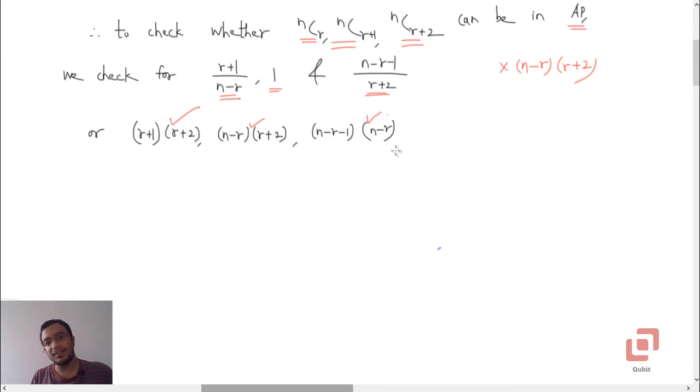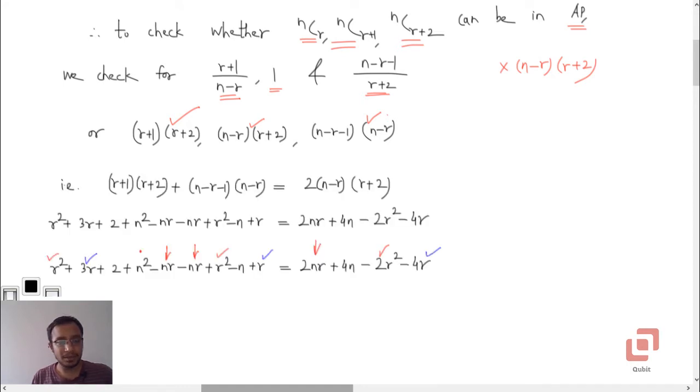Now, if these indeed were three consecutive terms of an AP, it would mean 2 times the middle term has to be the addition of the first and the third. So this is the governing equation through which we are looking for a relation between n and r, and whether it is at all possible, because we found out that for GP that's impossible.